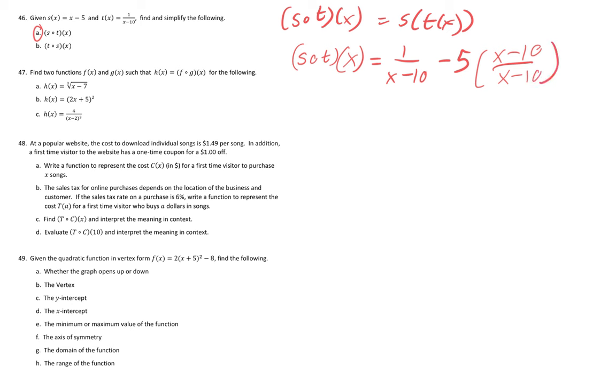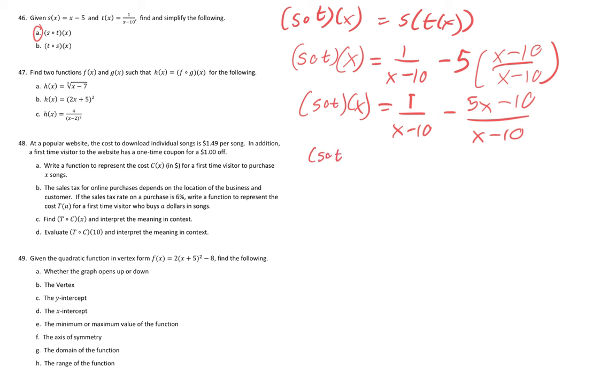So what we want to do here is distribute that 5 to our numerator. So 1 over x minus 10 minus 5 times x minus 10 over x minus 10. So now they have the same denominator, we can add them together.